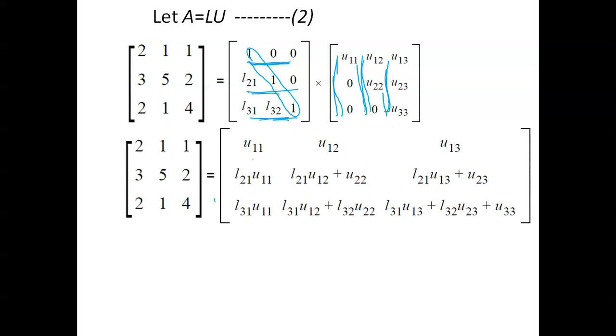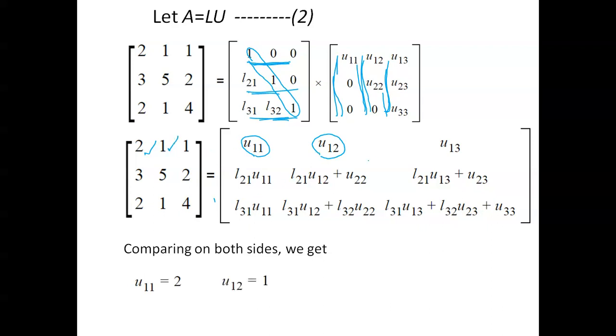Now, comparing the elements on left and right hand side, comparing on both sides, we get U11 value is 2. Next, U12 equal to 1. Next, U13 equal to 1. So in the first row, U11, U12, U13 is obtained. In the second row, L21 U11.